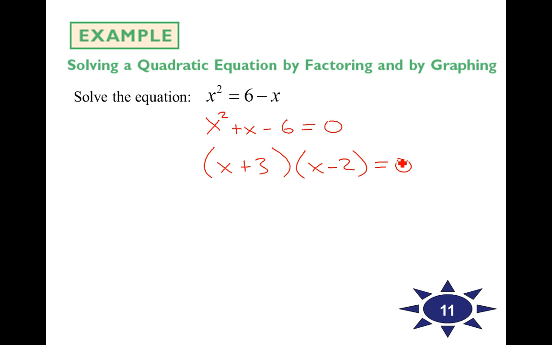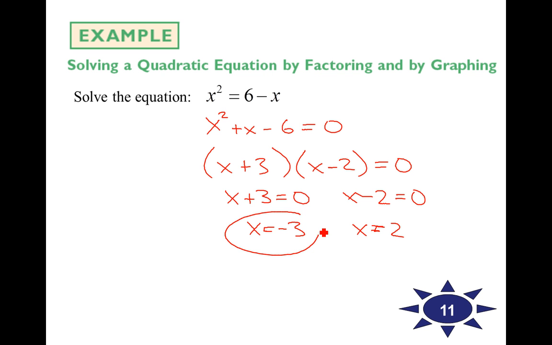And since 0 times anything is 0, we get to set both of these factors equal to 0. So x plus 3 is 0, x minus 2 is 0, so x is negative 3, x is 2. Sorry about that pen, that's a little messy. x equals negative 3, x equals 2.